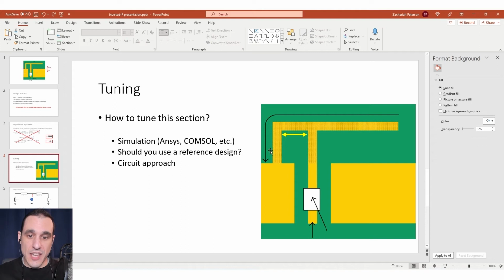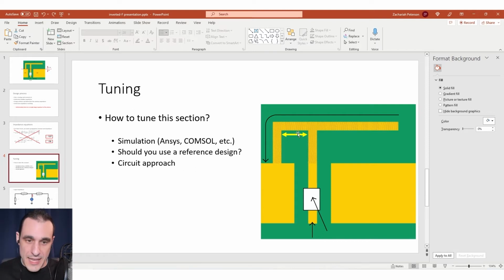These are basically stubs coming off of a transmission line. If you know anything about RF design using stubs, and we've talked about this a little bit when we talked about quarter wave impedance transformers, stubs and impedance transformers are all narrow band elements. The relative length of this section compared to this section is going to determine the bandwidth of this antenna. How do you tune that section?